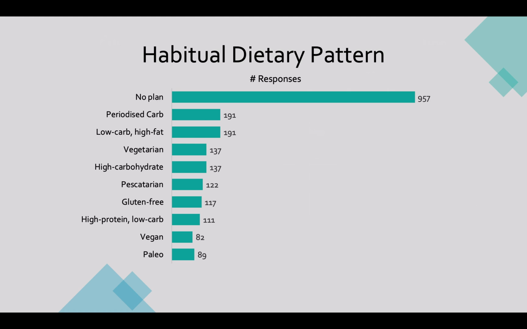When asked about their habitual dietary pattern, that is what they follow on a day-to-day basis, about half the people don't follow any specific plan, and then the rest were dispersed between things like periodized carbohydrate, low-carb, high-fat, vegetarian, and so on. Also, for those that like to do the math, people could select more than one plan, which would explain why the numbers add up to more than 2,000.